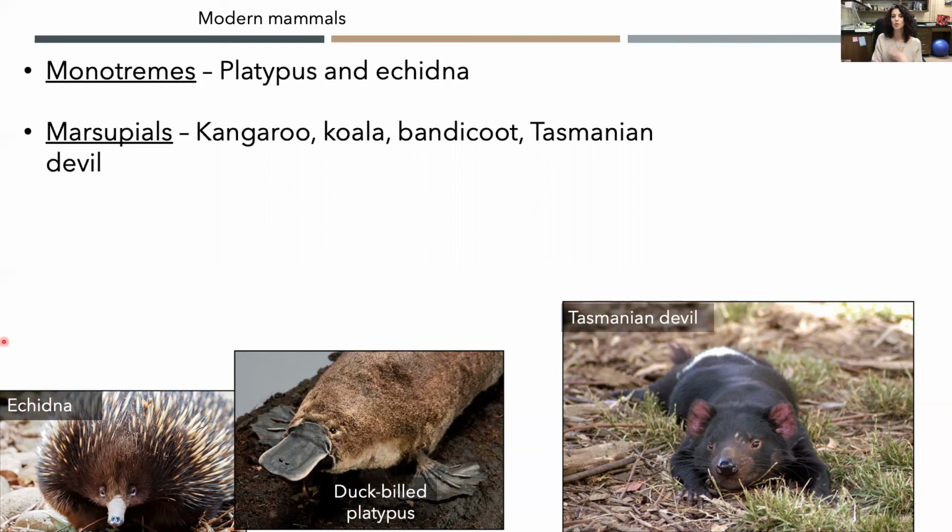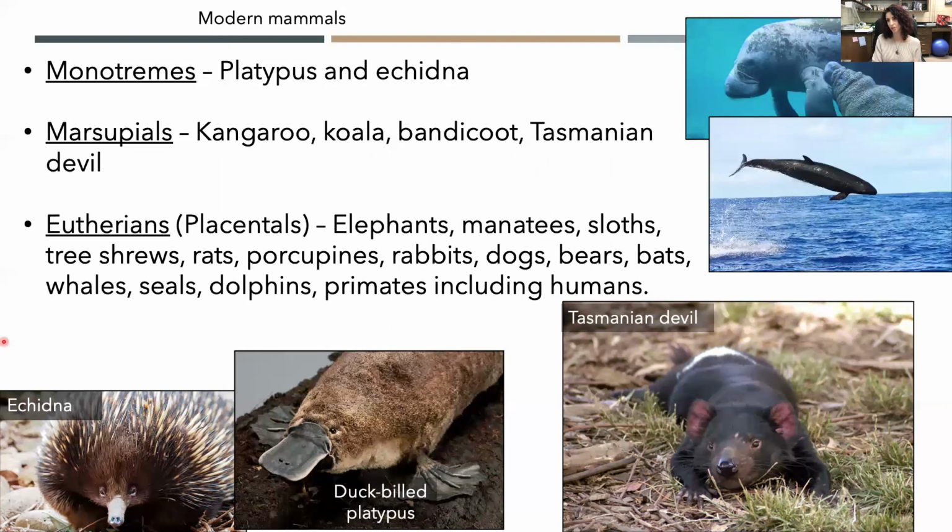And then finally, the most widespread and numerous of the mammals are the eutherians, or the placental mammals. They have a vast diversity. This is everything from your elephant to your rabbit to your dog to bats and dolphins, whales, seals, and humans. Okay, what makes a placental mammal is the presence of a placenta. And that is what helps to facilitate growth and nutritional exchange between the fetus and the mother during embryonic development.